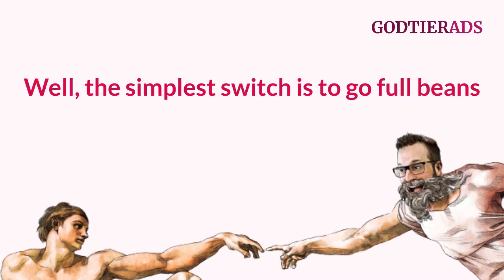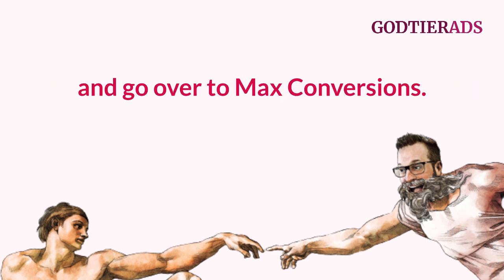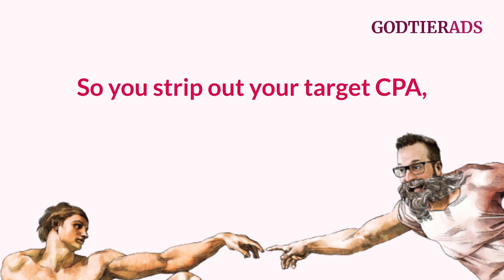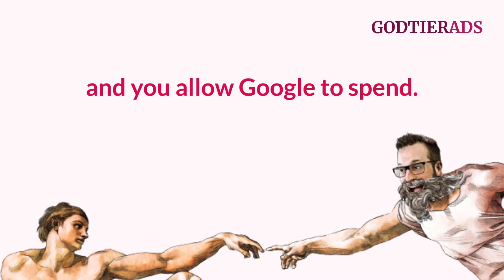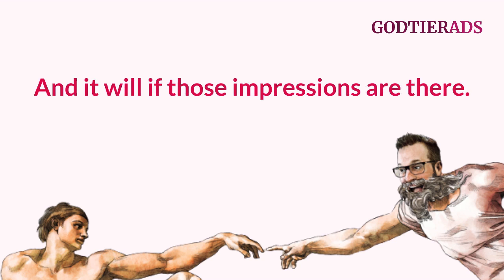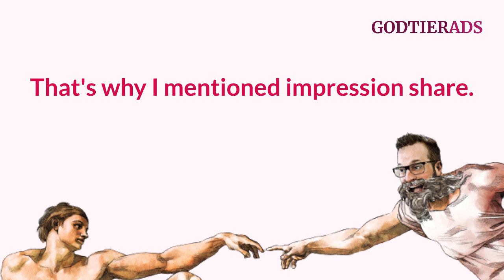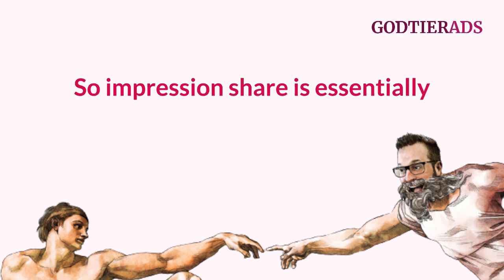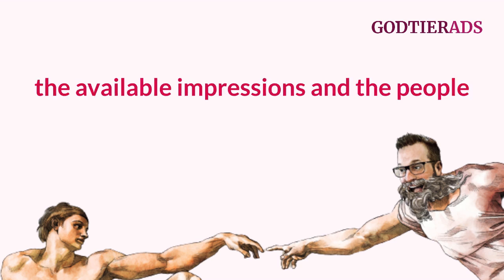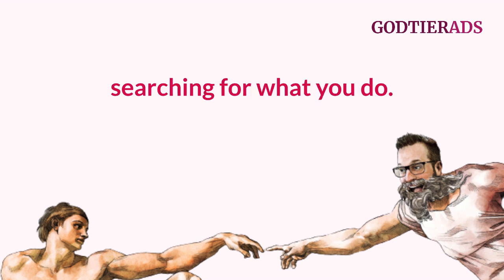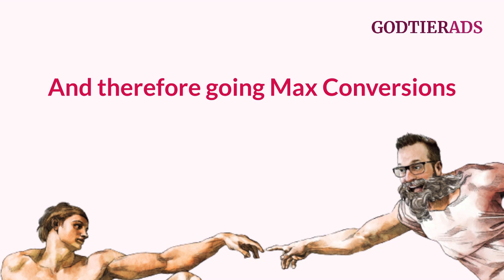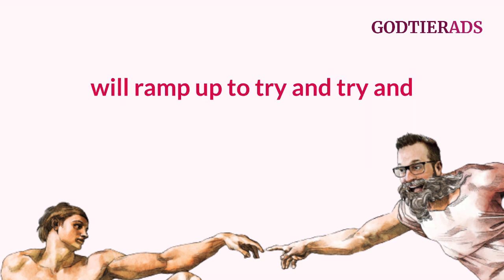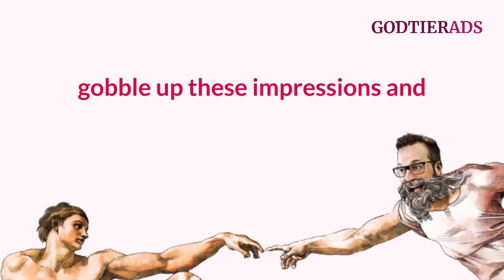Well, the simplest switch is to go full beans and go over to max conversion. So you strip out your target CPA, you strip out your ROAS, and you allow Google to spend. And it will if those impressions are there. That's why I mentioned impression share. Impression share is essentially your share of the auction, the available impressions and the people searching for what you do. And therefore, going max conversions will ramp up to try and gobble up these impressions and get you conversions.